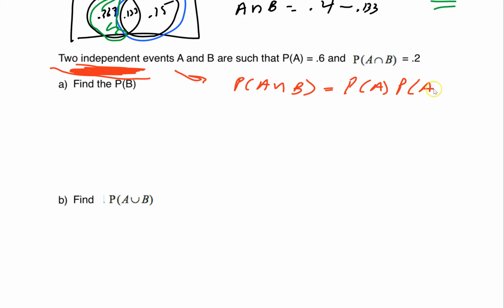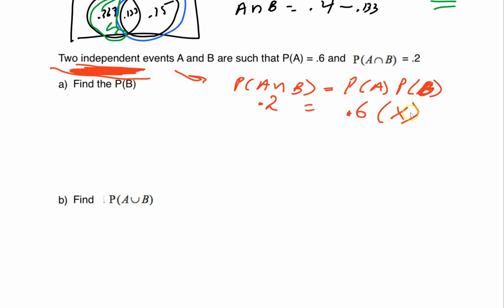Probability of A times probability of B. It's a B. See, it looks a little bit more like a B now. Since they tell me it's independent, I can use this formula. And I know what this is, 0.2, based on what they gave me. A is 0.6. And I'm looking for probability B, so let's put an X there.